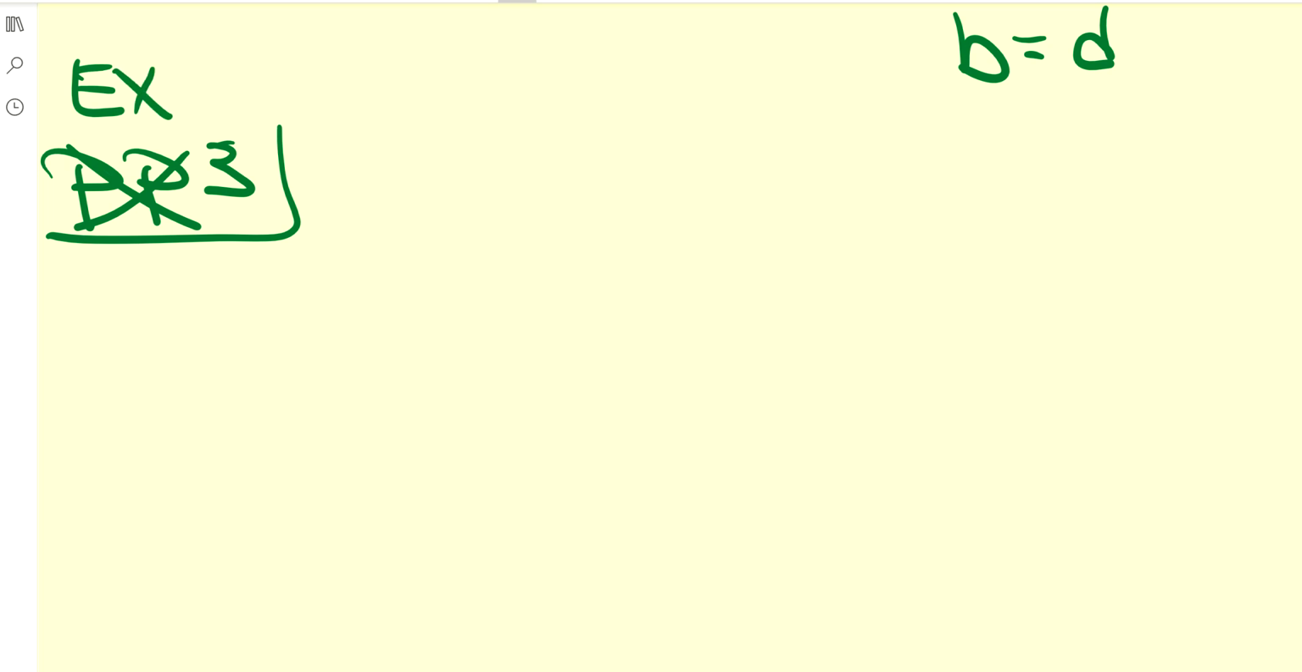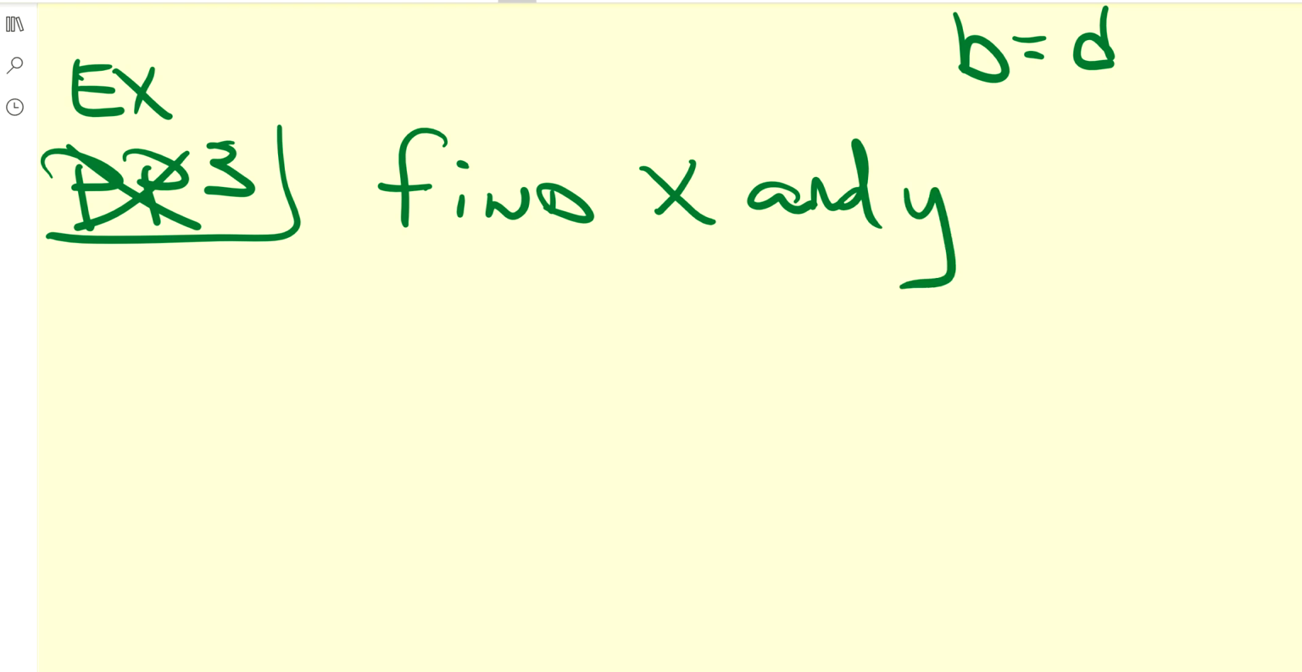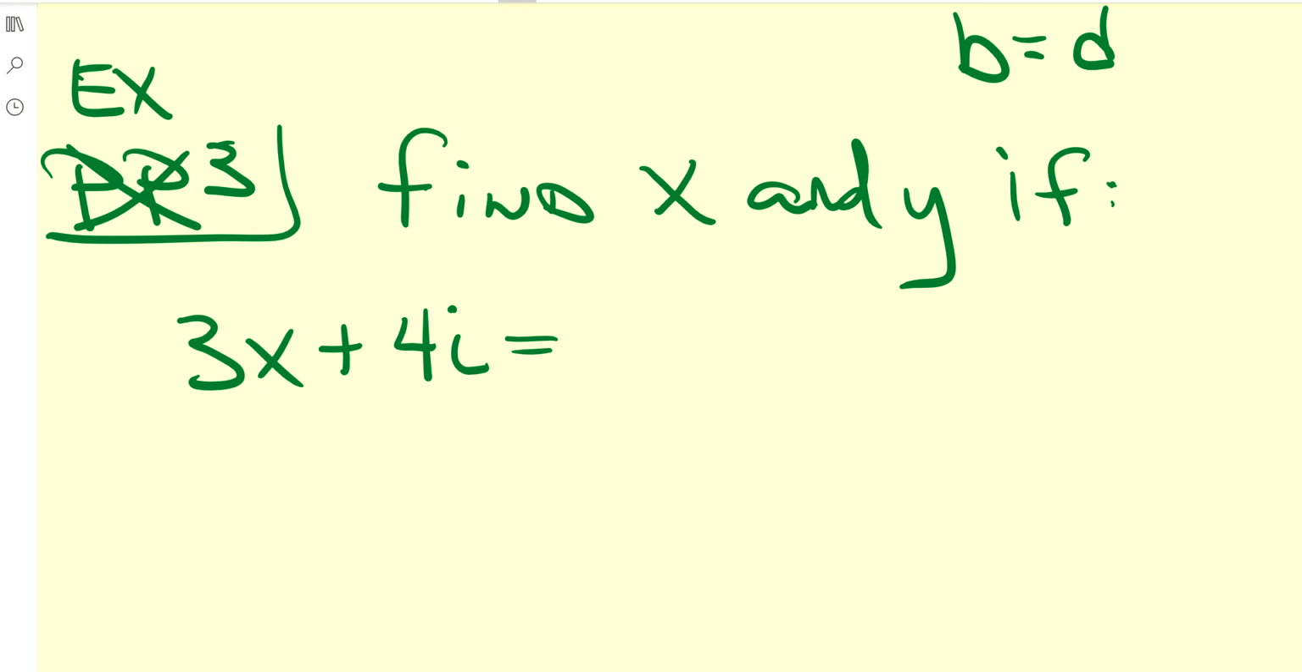Example 3. And that problem is find x and y if 3x plus 4i equals 12 minus 8yi. Make sure I got that right.